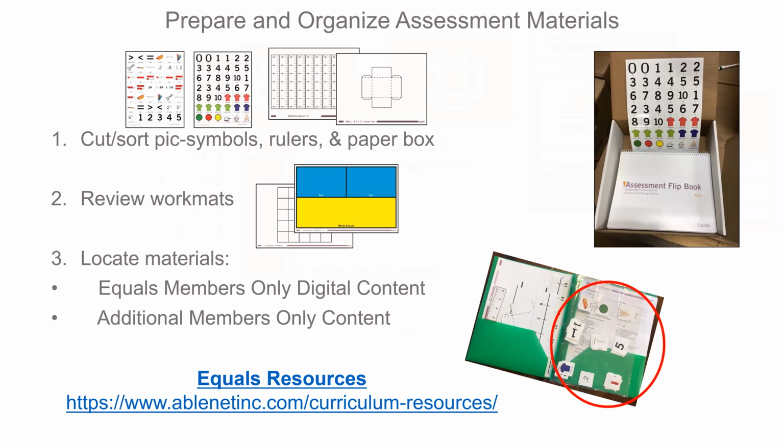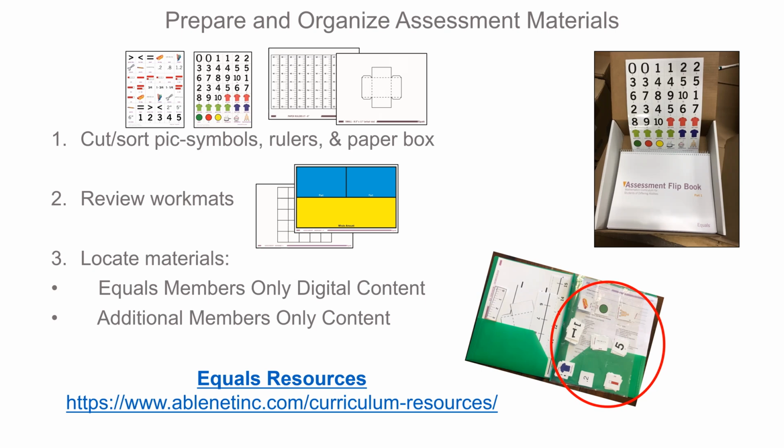To prepare for the assessment, take the time to cut out and sort the included pick symbols and the rulers and the paper box. I wouldn't assemble the paper box, just leave it flat. You might not get that far in the assessment with your students, so better just to wait and see if you will need that. Review the work mat so you know what you have. The assessment pick symbols are generally used as additional response choices as indicated in the flip book. When you cut those apart, you can organize those.